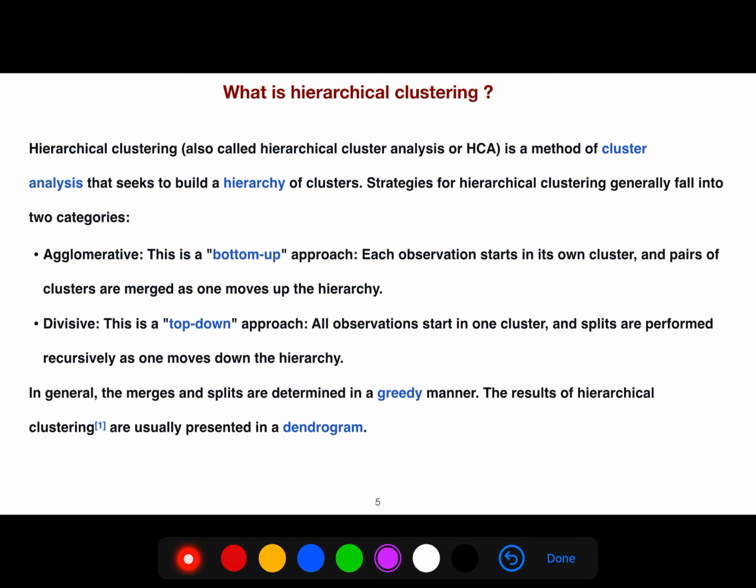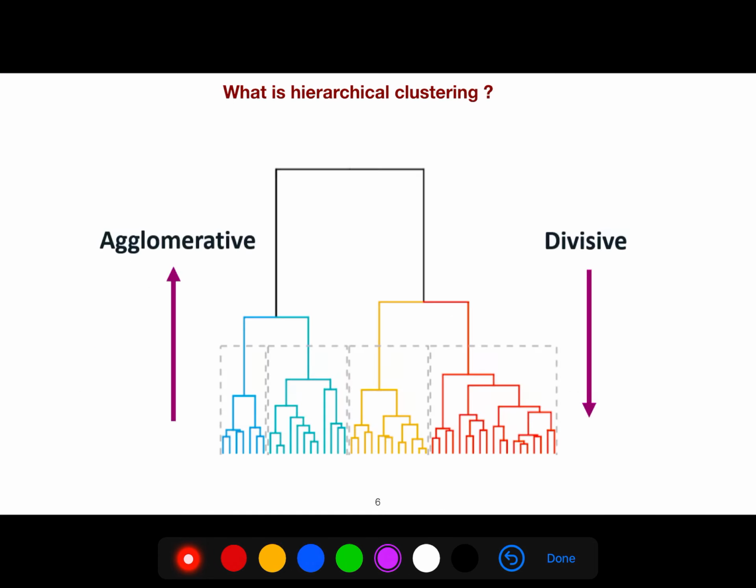So what is hierarchical clustering? A brief introduction: it is a method of clustering that builds a hierarchy of clusters. It's either bottom-up, which is called agglomerative, or top-down, which is divisive. We care in this paper about the agglomerative one, so we go from the bottom-up, from the leaves, making clusters bigger and bigger and reducing the number of clusters.